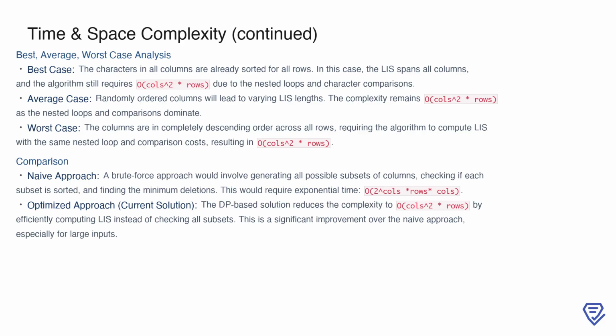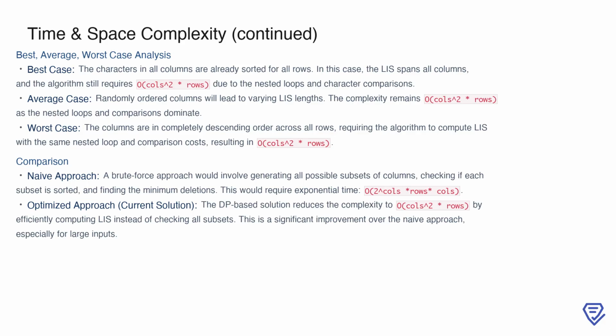Let's analyze the algorithm's behavior under different scenarios. In the best case, all columns are already sorted across all rows. Even then, the LIS will span all columns, and the algorithm will still require cols^2 * rows, due to the nested loops and character comparisons. For the average case, where columns are randomly ordered, the length of the LIS will vary, but the time complexity remains dominated by the same cols^2 * rows operations. In the worst case, all columns are in descending order across rows, so the LIS computation needs to explore all possibilities, but the complexity still stays at cols^2 * rows.